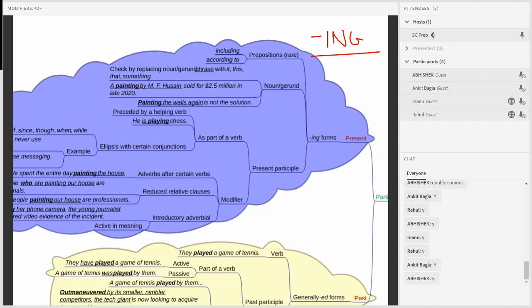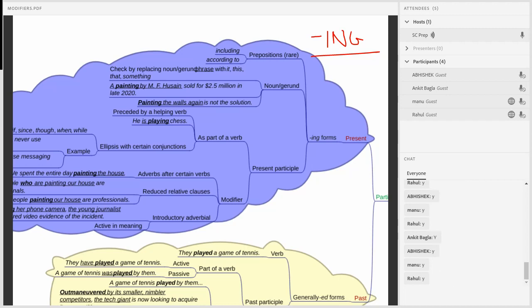So ings have other uses. They can be other things, not just present participles. But all present participles are definitely ing. Manu and Rahul, quick check. Are we comfortable visualizing it like this? Excellent.